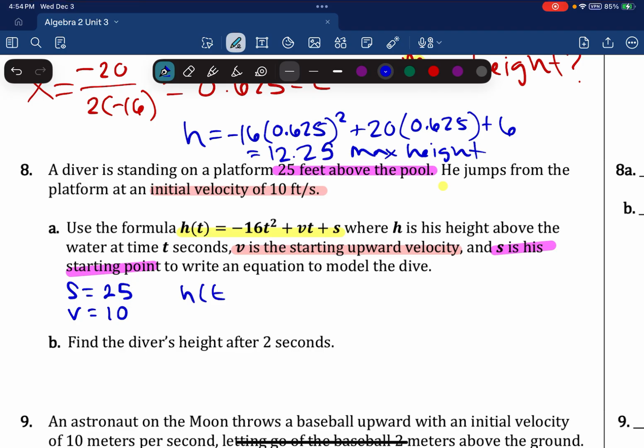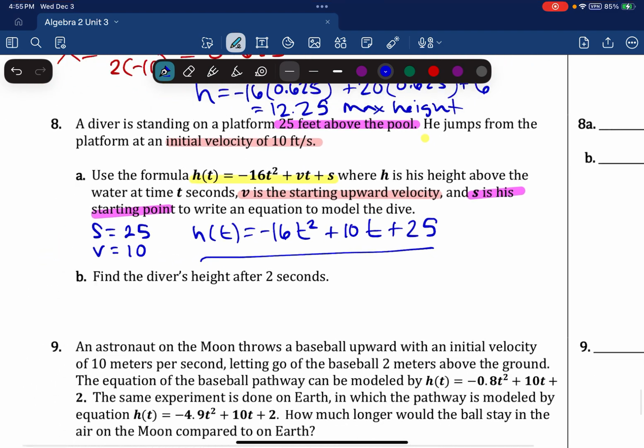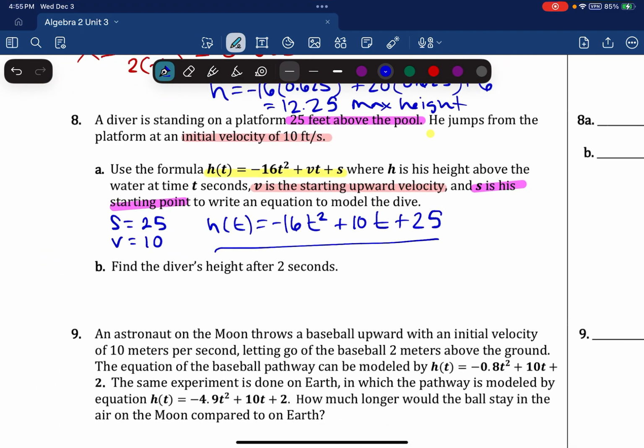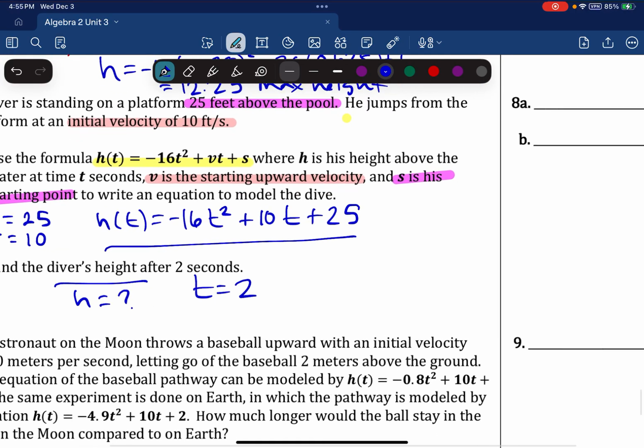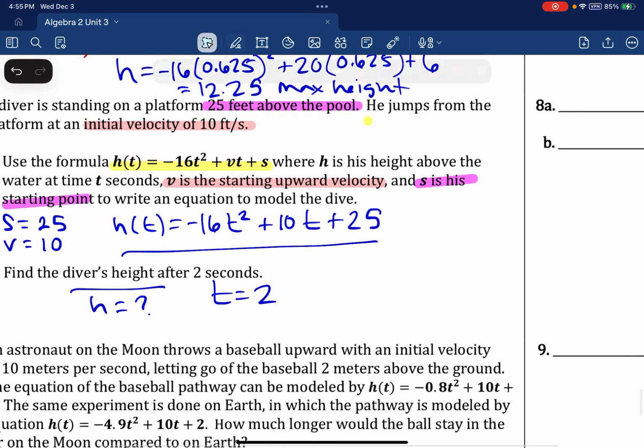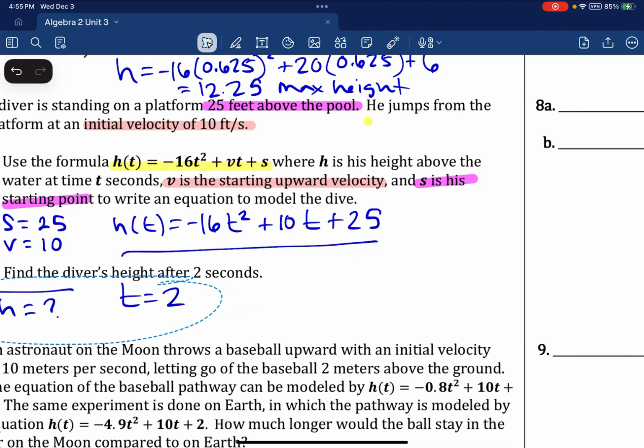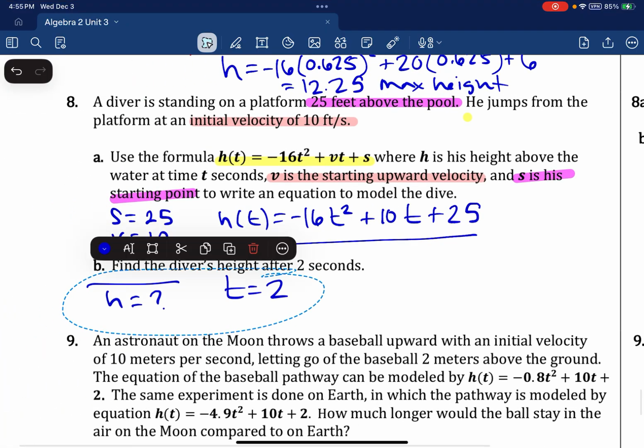So I have H of T equals negative 16t squared plus 10t plus 25. They just want you to fill in the equation. That's the first step: model our equation. Now it says find the diver's height. So what is h when t is 2? So here we have our equation. Let's move it over so I have a space to do the math.